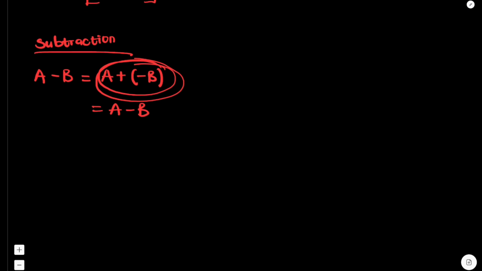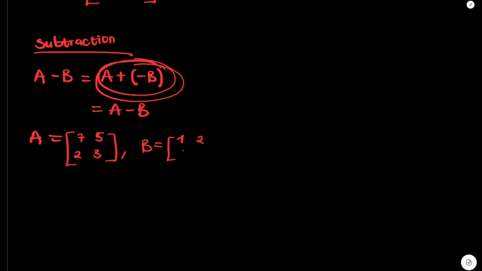Now let's have an example. We have the matrix A: 7, 5, 2, 3. We have a matrix B: 1, 2, 3, and 4.